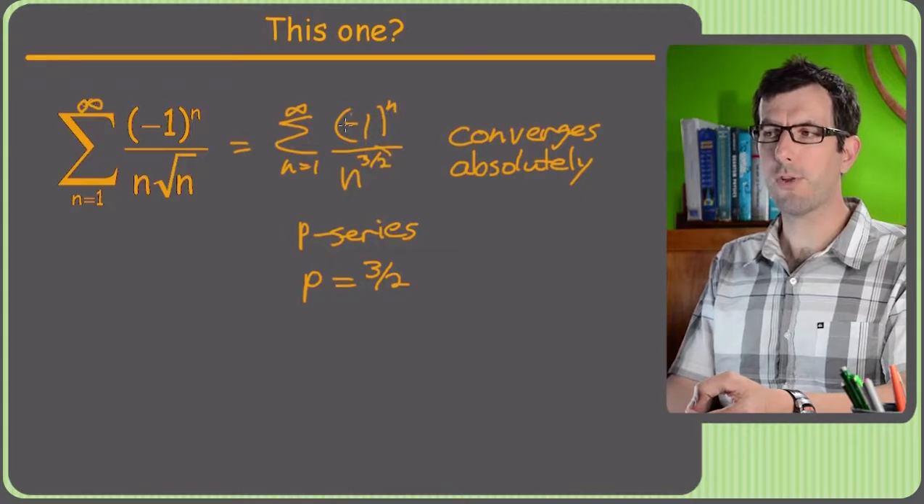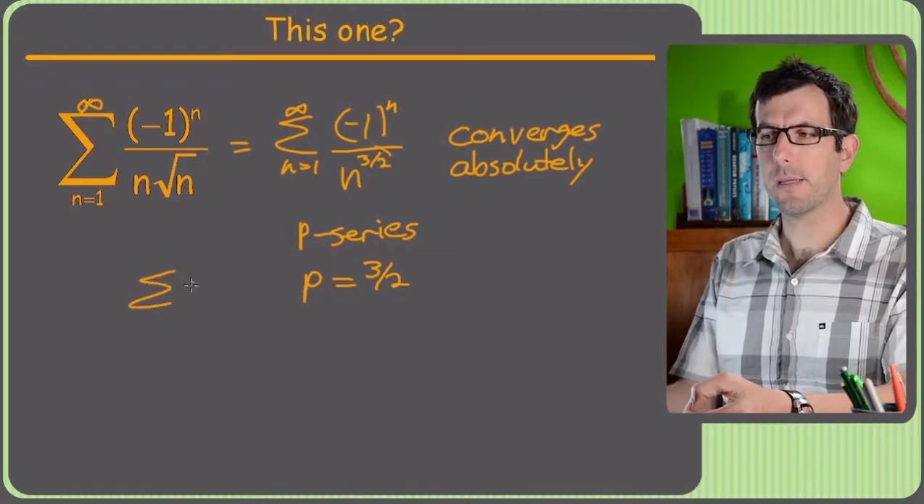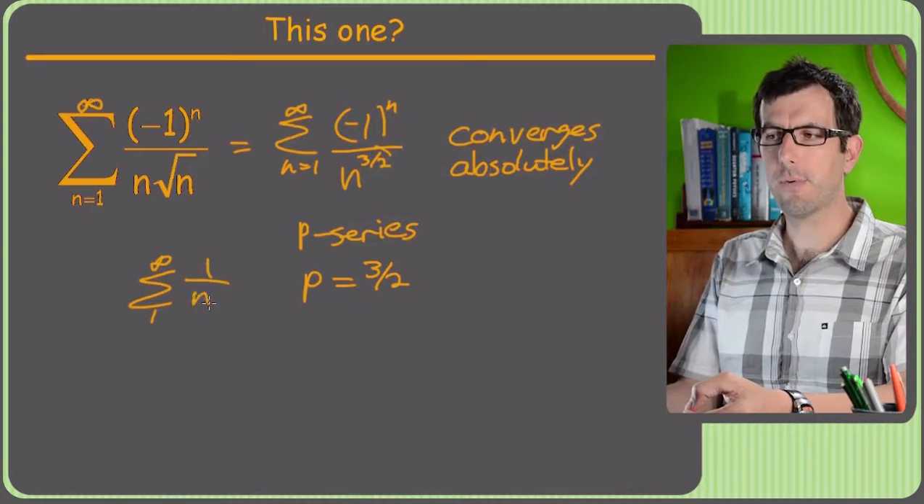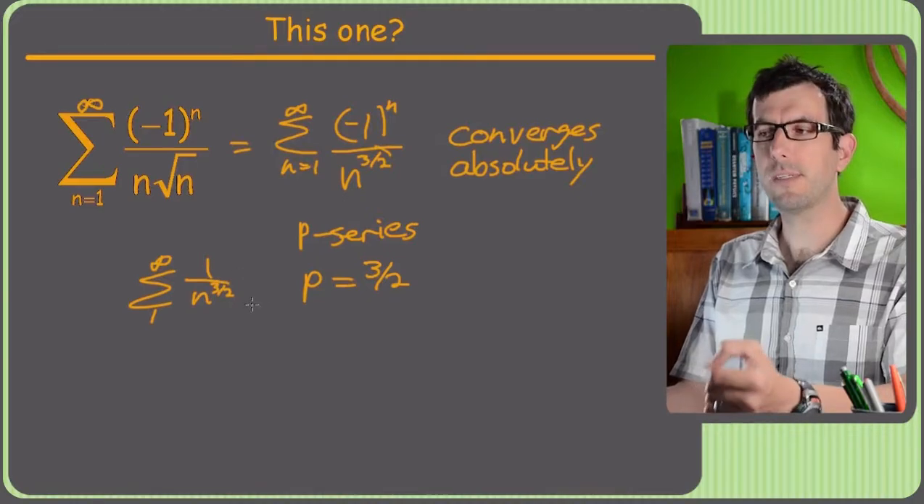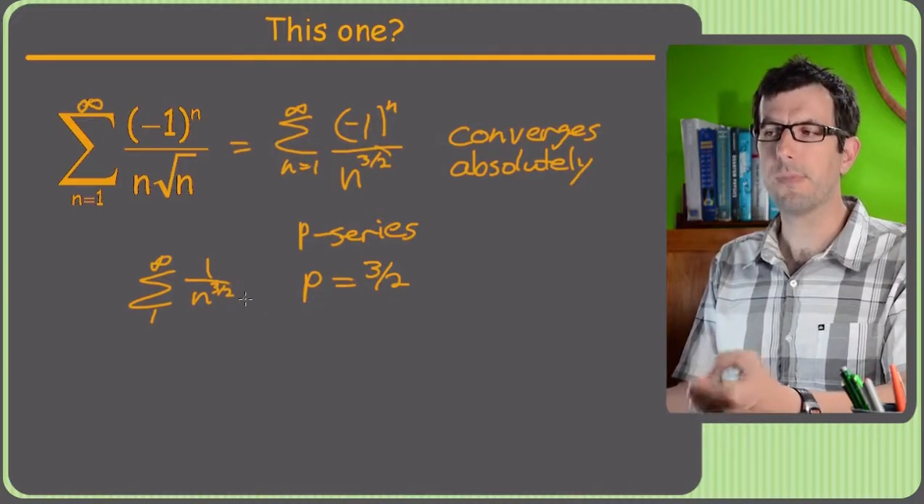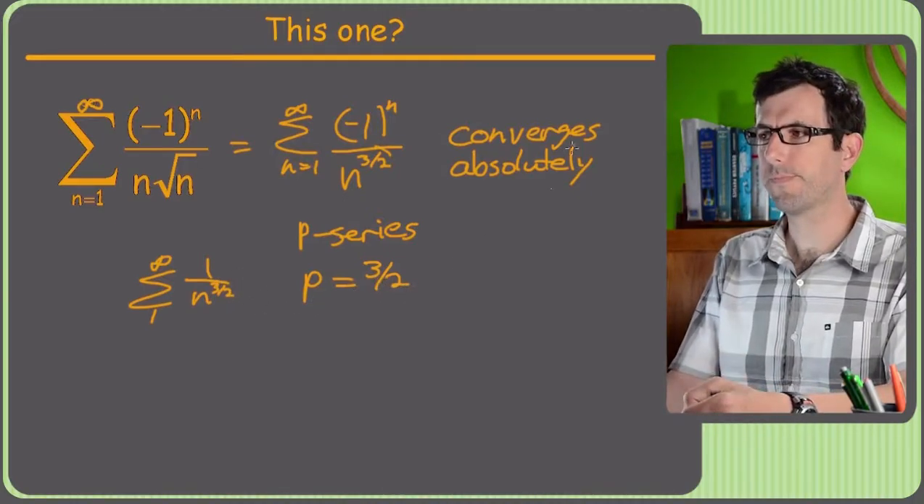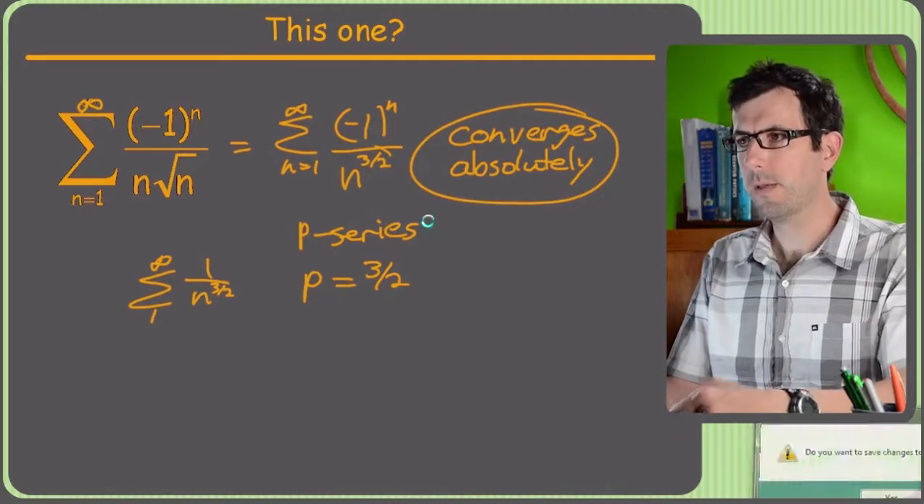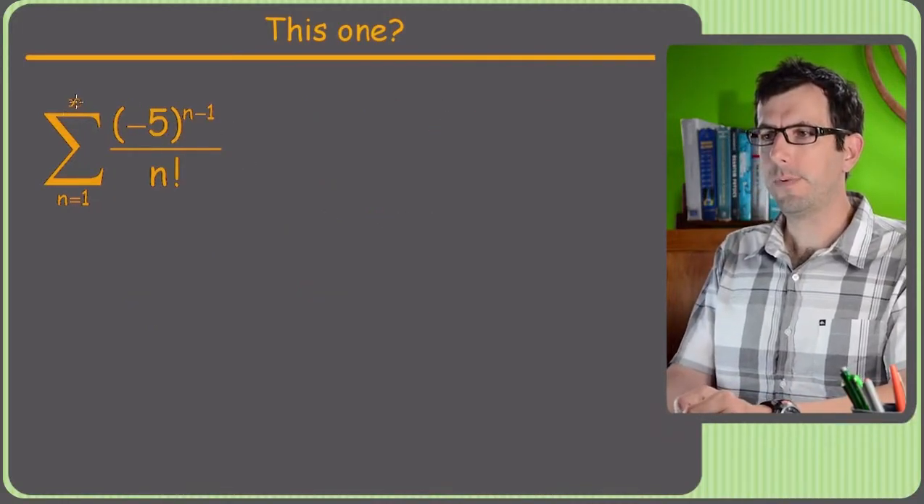So if we just get rid of the alternating aspect and just take the series from 1 to infinity of 1 over n to the 3/2, that would still, even though it's not alternating anymore, be a p series that converges because p is bigger than 1. This one looks funky.